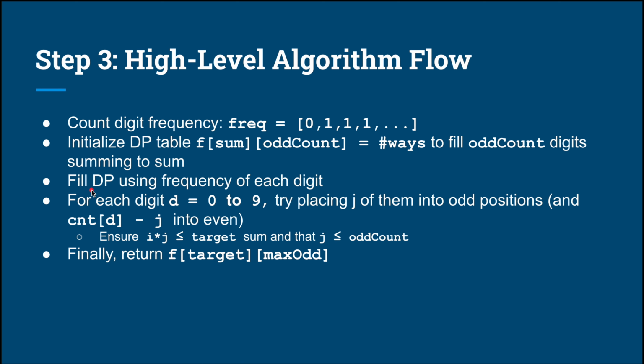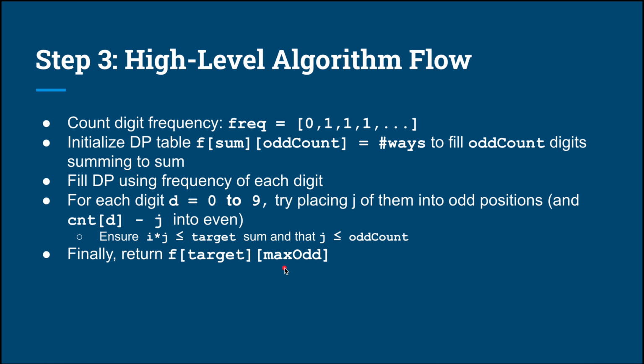After that, we'll fill the DP with the frequency of each digit from 0 to 9, and we'll try to place J into the odd positions, and count at D minus J into the even. So how are we going to do this? We have to check the boundary conditions like this: I into J should be less than target sum, and J should be less than odd count. And finally, we'll return f at target and f max odd count, right?